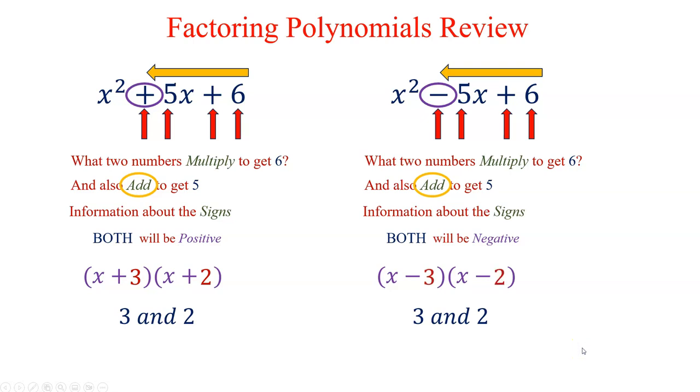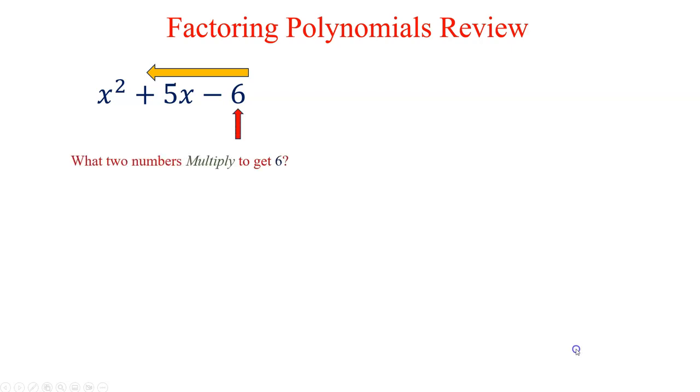Recommendation is to place the larger number first. Again, it's just a recommendation. Another example. Reading backwards, what two numbers multiply to get 6? Reading backwards, and also subtract, in this case to get 5.